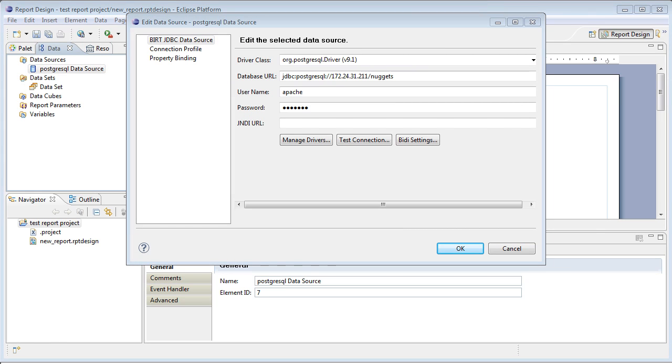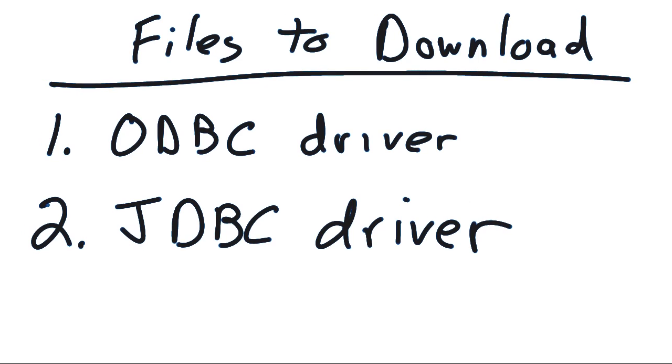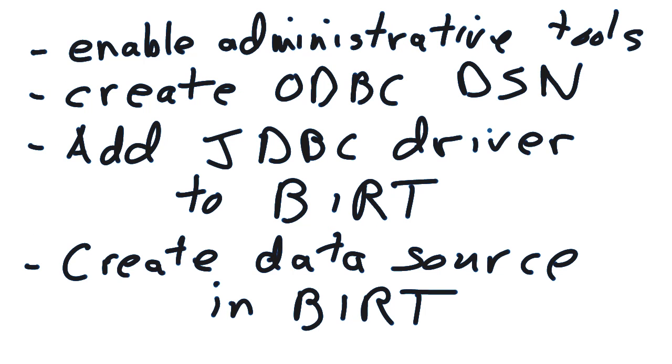All right, so in this MicroNugget, we covered how to connect to a PostgreSQL database with BIRT. So basically, we downloaded a couple of files, ODBC and JDBC drivers. We enabled the administrative tools. We created that ODBC DSN in Windows. We added the JDBC driver in BIRT, and then we created that data source.